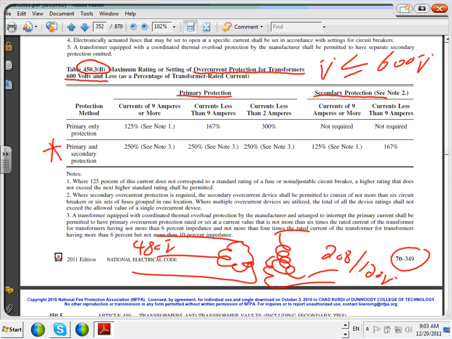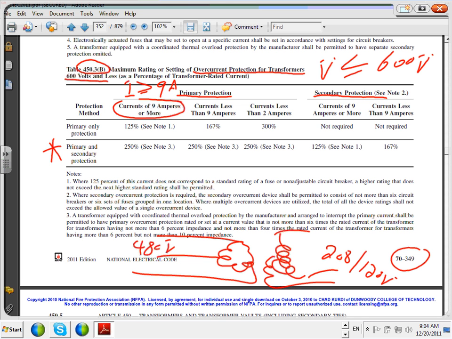A couple of things. Most of the time, current of 9 amps or more, most of the time you are in this area here. We're talking about power transformers. Most likely, they're going to be higher than 9 amps. These are current 9 amps or less. These are very tiny, almost control transformers, very small transformers. Okay, so if you have 9 amps or more, I like to write it as I more than or equal to 9 amps.